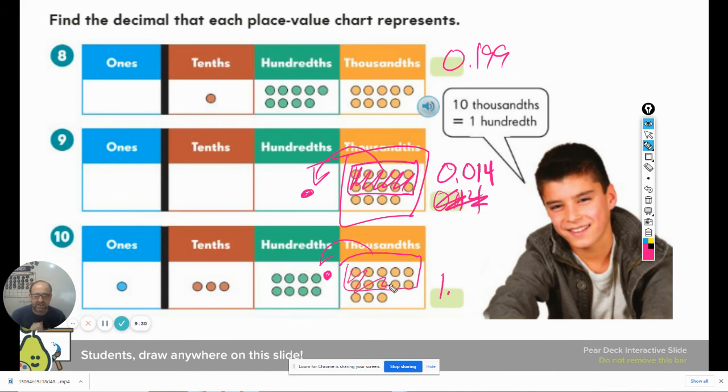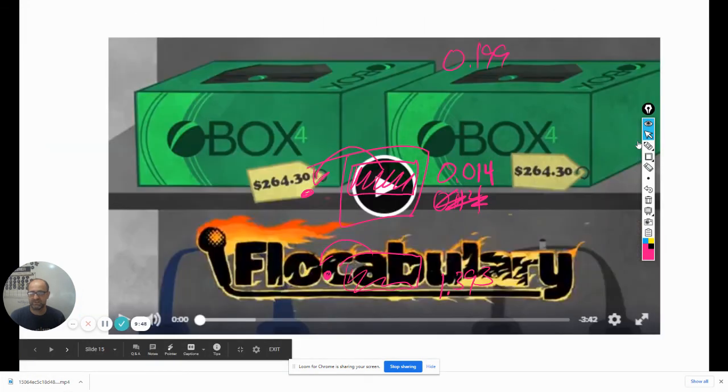All right, so we cross these out. We exchange 10 of these for a hundredth. Again, if I take 10 of these pennies and move them over there, they become a dime. Same idea. 1 and 3 tenths, 9 hundredths, and 3 thousandths. Got it. Good.